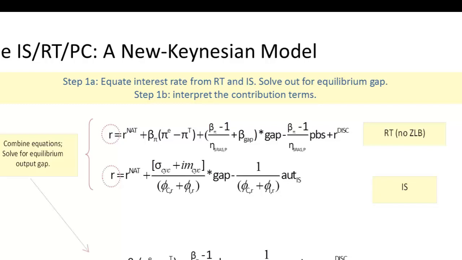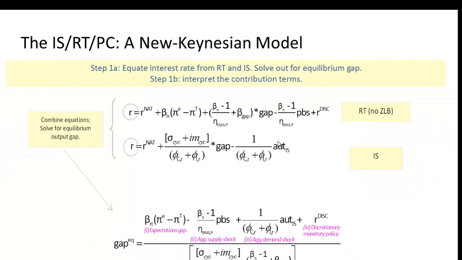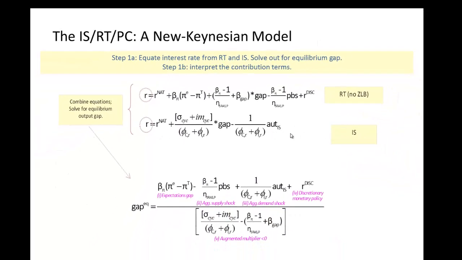So, we start off with several steps. The first step is just to go back to two of our equations that we've been talking about. Our monetary policy model, that's our RT equation, the Real-Taylor rule, and then the IS equation. And we've written both in the form where we have the real interest rate on the left-hand side, and then all the factors are on the right-hand side.